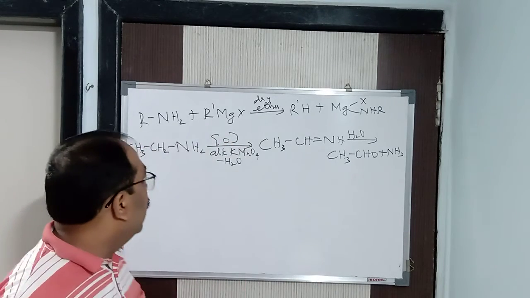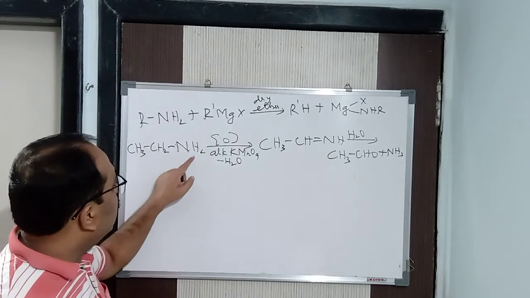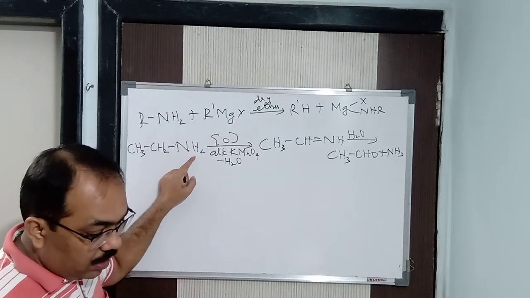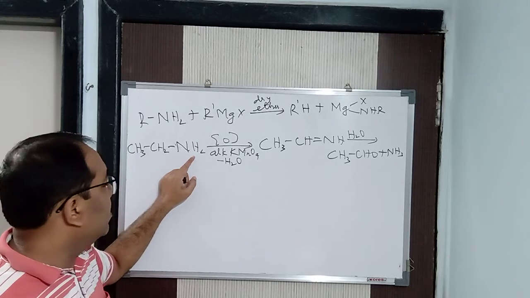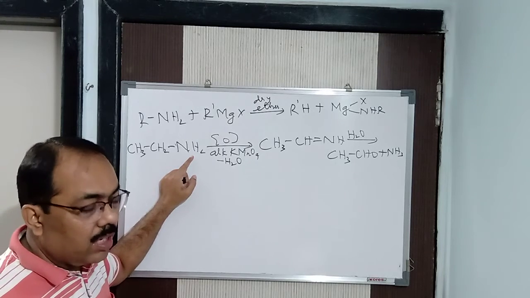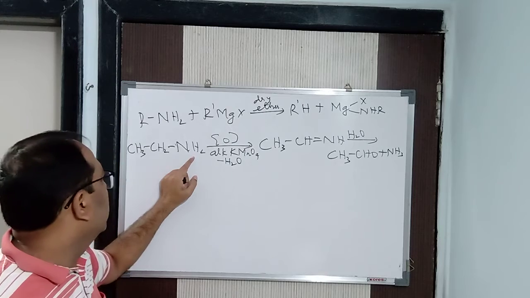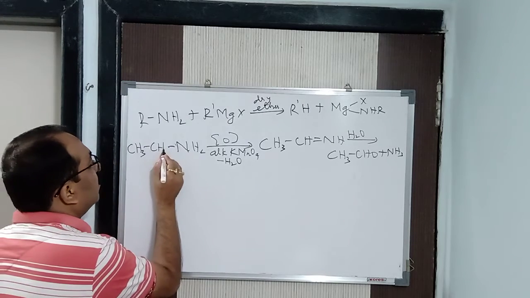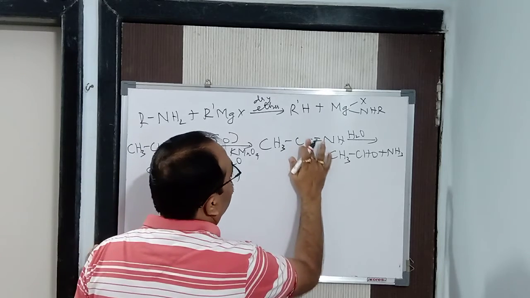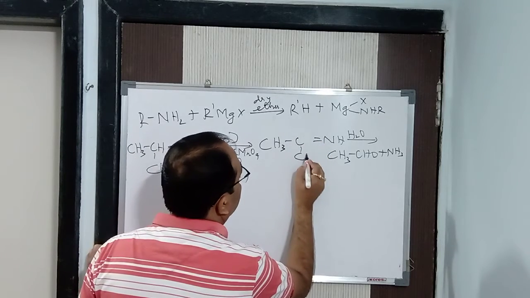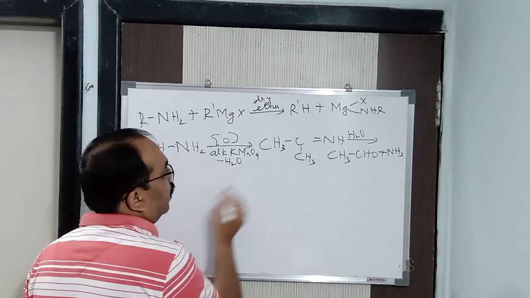Similarly, if you are taking here a primary amine, that is isopropylamine. I am very sorry, isopropylamine if I am taking it here. Alright, that is nothing but here another CH3. So here it will be CH3. Clear? And double bond NH.